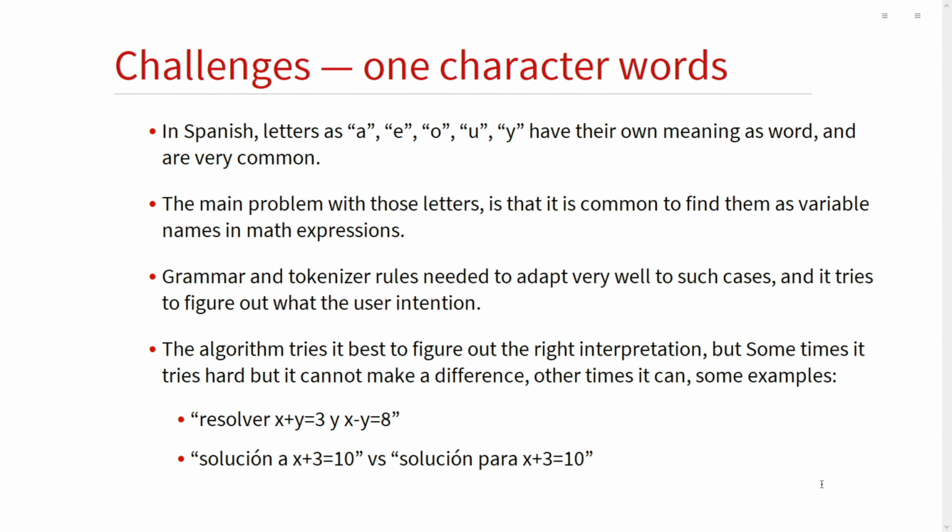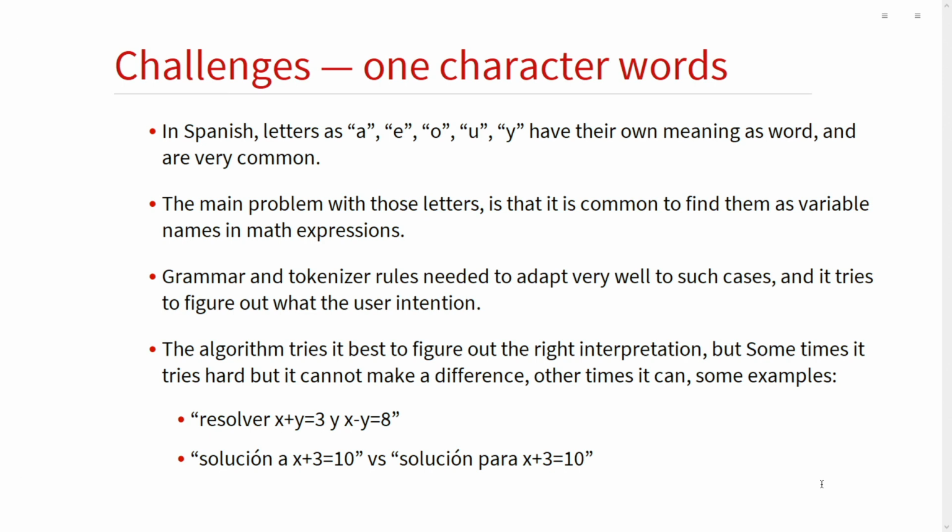Another challenge we had was about the words that were only composed of one letter. That was a problem because it's confusing also with, for example, variables. In Spanish, the A, E, O, U, Y are also words with their own meaning. So what happens when we find them in math expressions? Are they the preposition, or the conjunction, or the word they mean? So we have done a lot of work trying to have a good heuristic on how to interpret them. We have been successful, not in all the cases, but in many cases where it could be ambiguous.